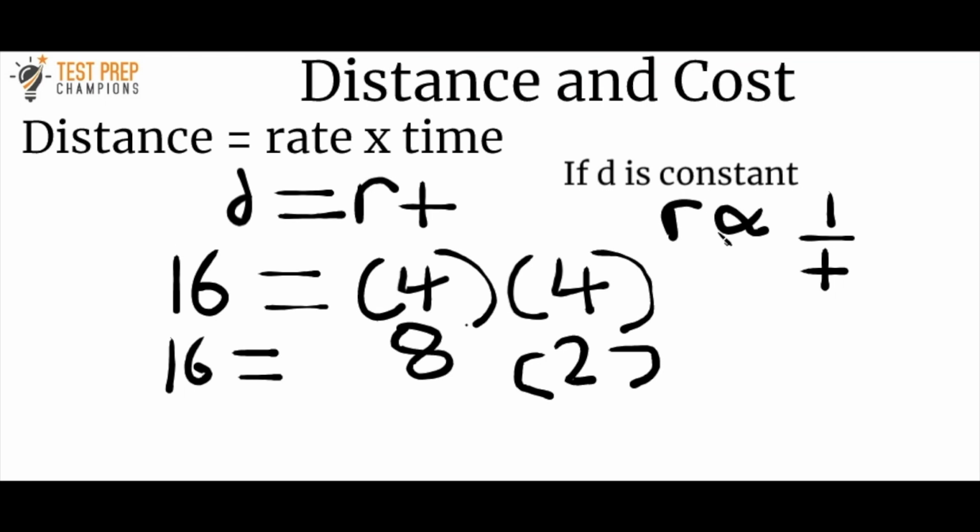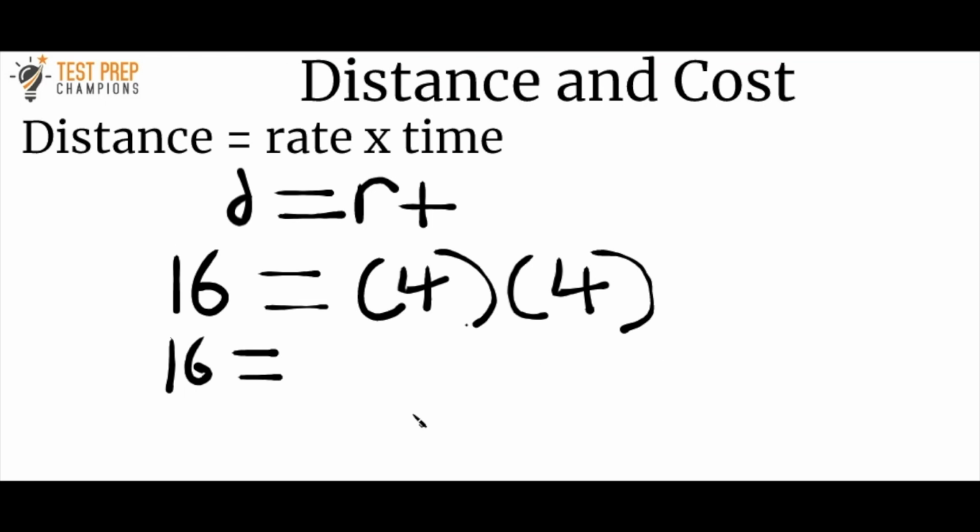So this symbol here just means proportional, and since it's 1 over the time, that tells us that the rate is inversely proportional to the time. Okay, the rate is inversely proportional to the time. So that means that when the d is held constant, if we triple the rate, then you have to divide the time by 3. Or for example, if we double the rate, then we have to cut the time in half. All right, so these are the kinds of relationships that you want to be aware of.